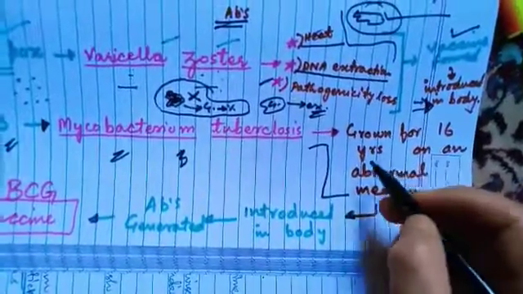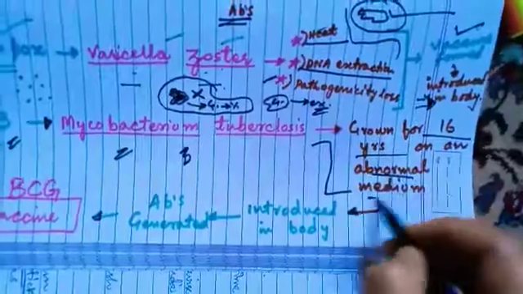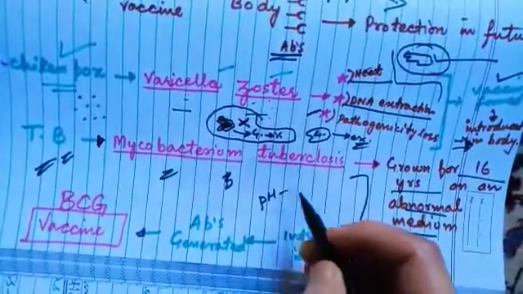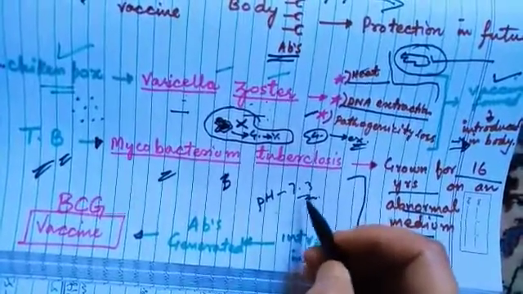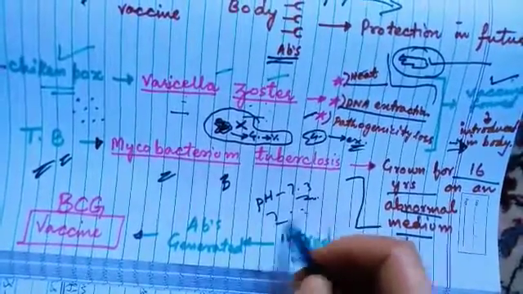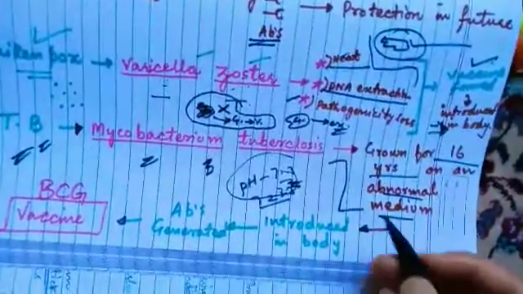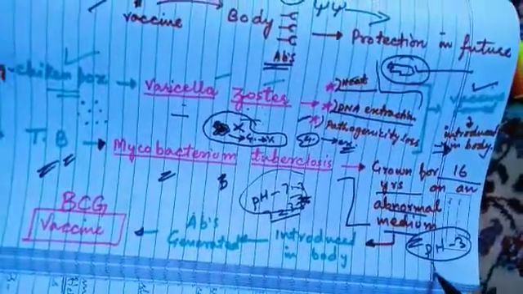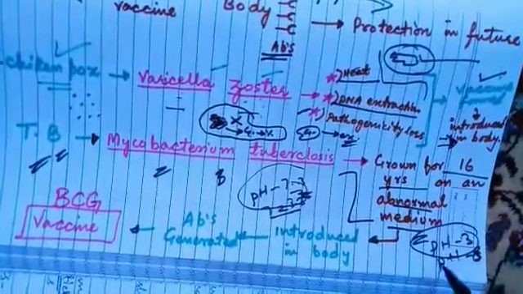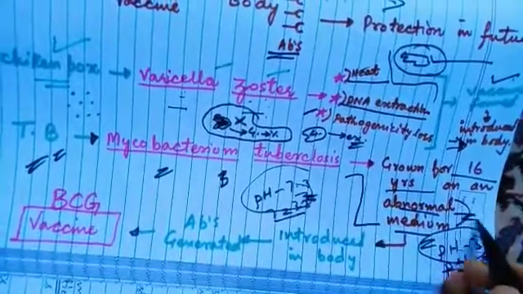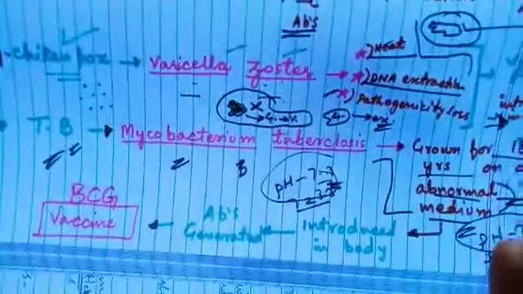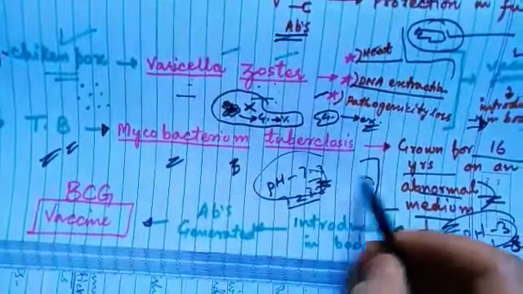It was grown for 16 years on an abnormal medium. Normally it grows at a pH such as 7.3, which is the normal pH of our body, and at a temperature of 37 degrees. Instead, it was grown on a higher pH, for example pH 8, or a lower pH such as 3. It was grown for 16 years on this abnormal medium, and finally it lost the capacity to grow in the normal medium.